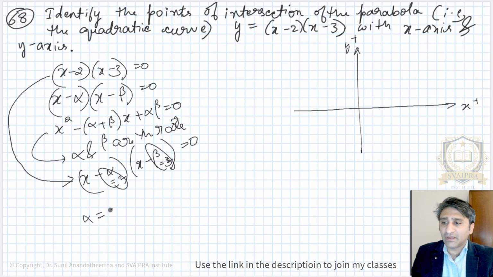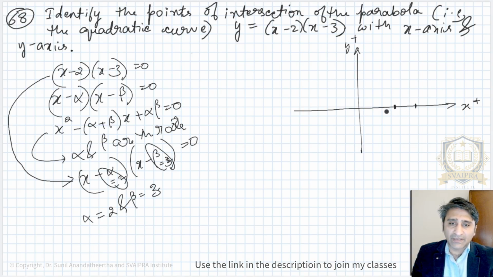Okay, so alpha is 2 and beta is 3. That means x is equal to 2 and x is equal to 3. So these are the 2 points where the parabola intersects the x-axis. We are not really sure whether the parabola opens upward or downward.